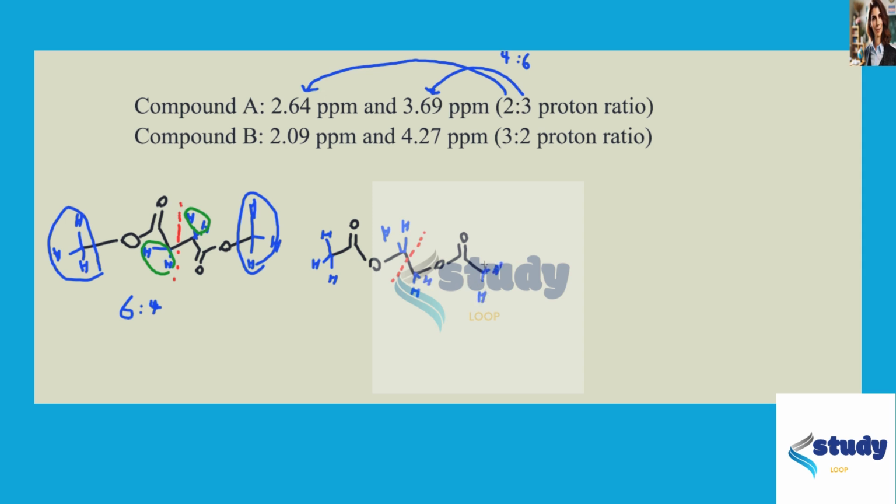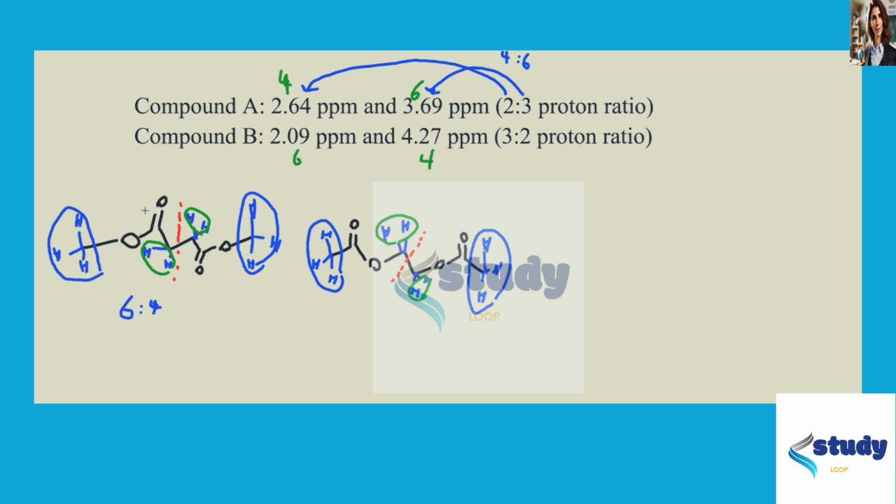So now, how do we tell which one is going to be more downfield shifted? Whichever one is more downfield shifted, there have to be two conditions. For compound B, those downfield shifted protons must equal only 4 protons, while the upfield must be 6. But for compound A, it's opposite. These downfield shifted protons equal 6 protons, while the upfield protons equal 4.